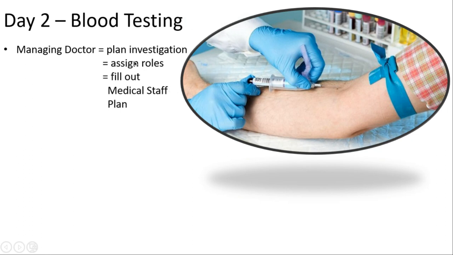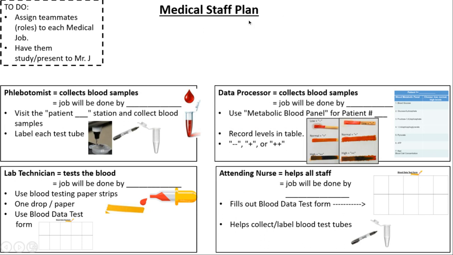And we need to fill out the medical staff plan. And I believe your team already did that. This is the medical staff plan. And you have different people doing the phlebotomist job, lab technician job, data processor, and the attending nurse. They each have different roles. And this video is going to go over how they're going to do their job. So everything gets done and the manager can claim success for the team. All right, so let's keep moving.